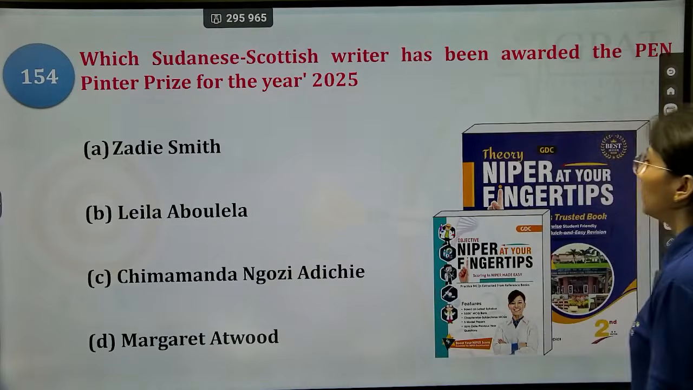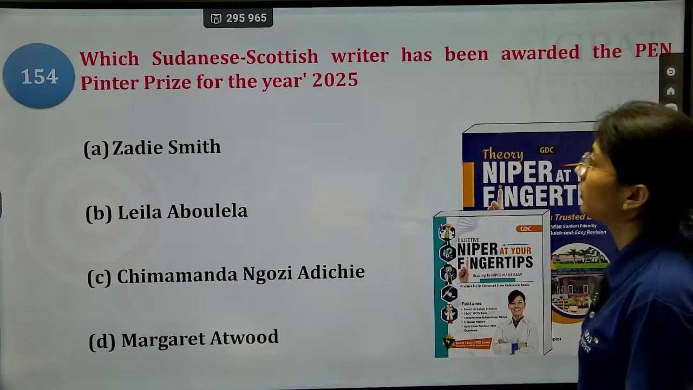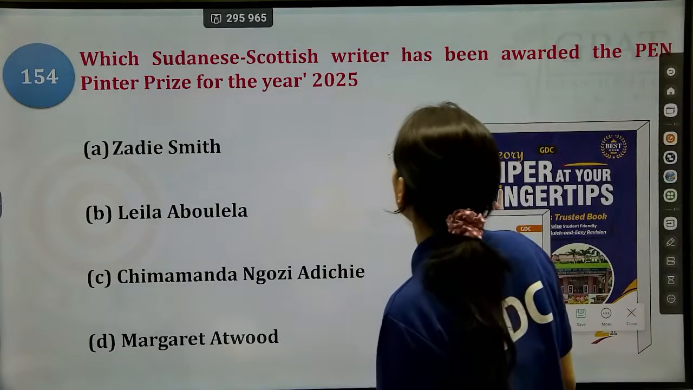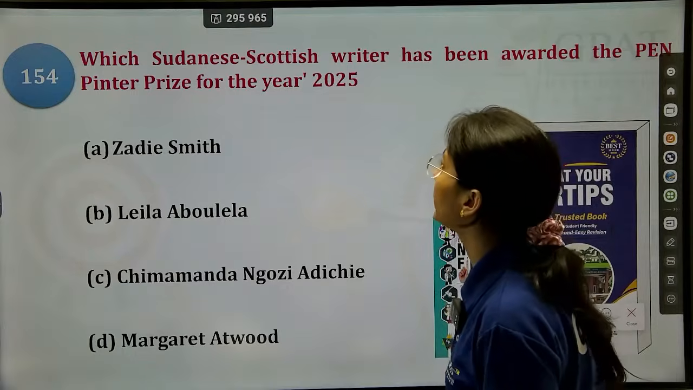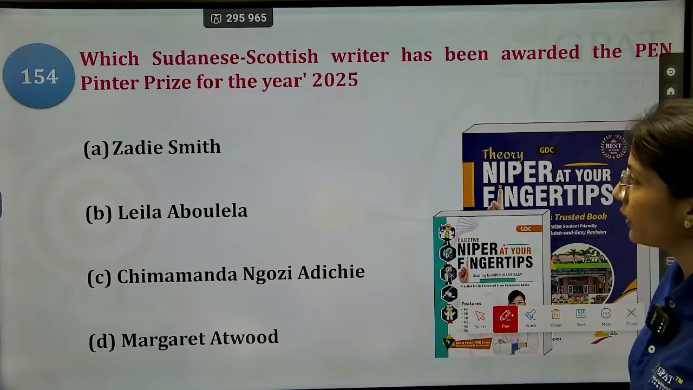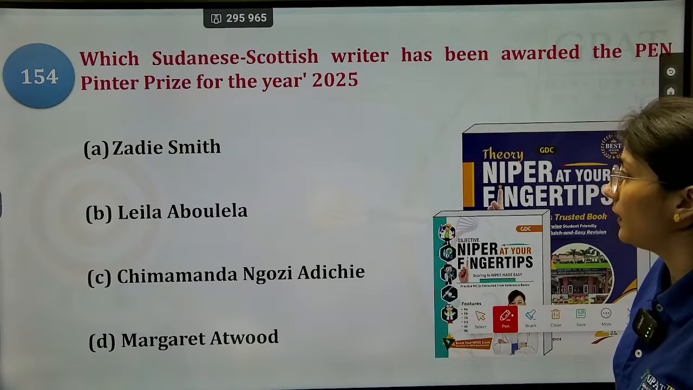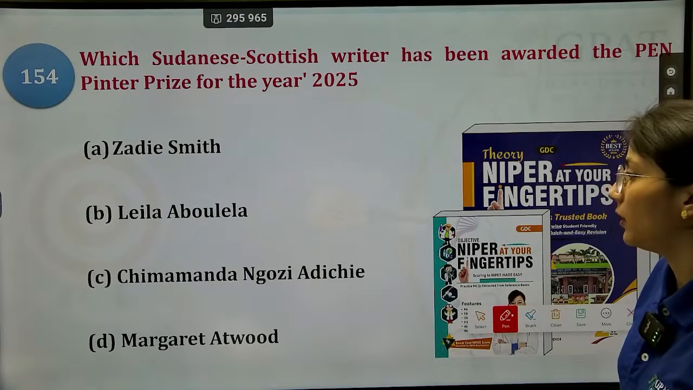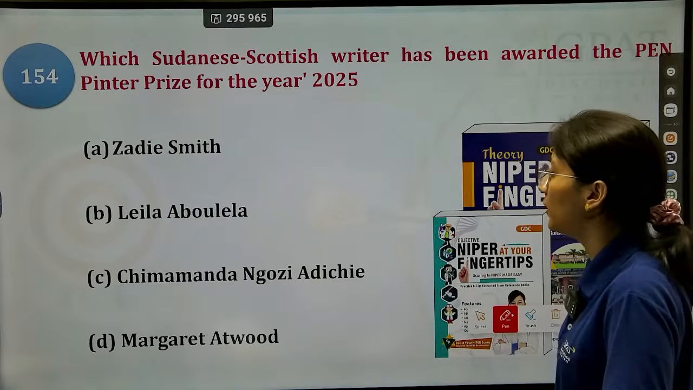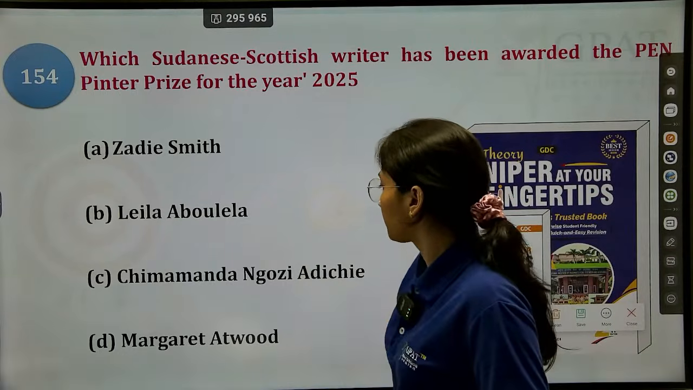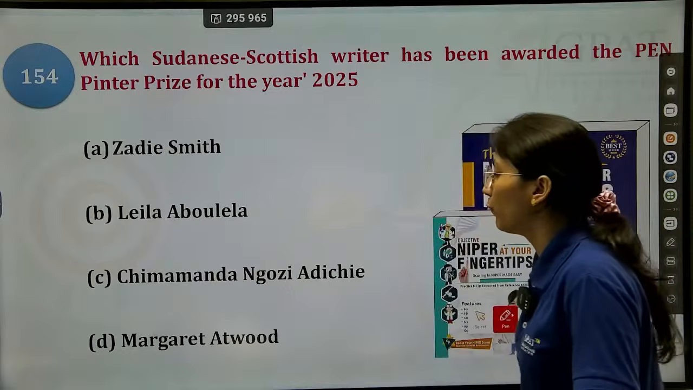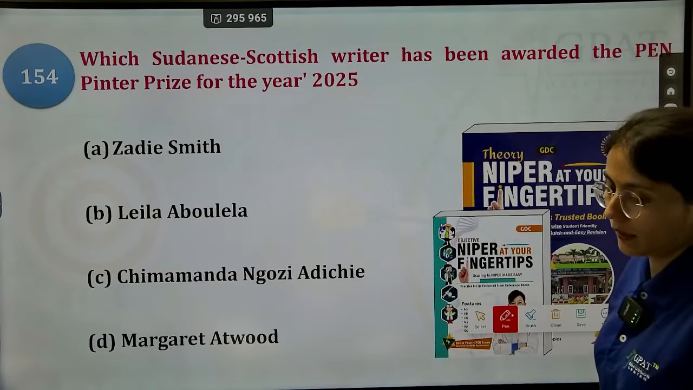Next, which Scottish writer has been awarded the Pinter Prize for year 2025? Zadie Smith, Chimamanda Ngozi Adichie. She is a very famous writer. Margaret Atwood.